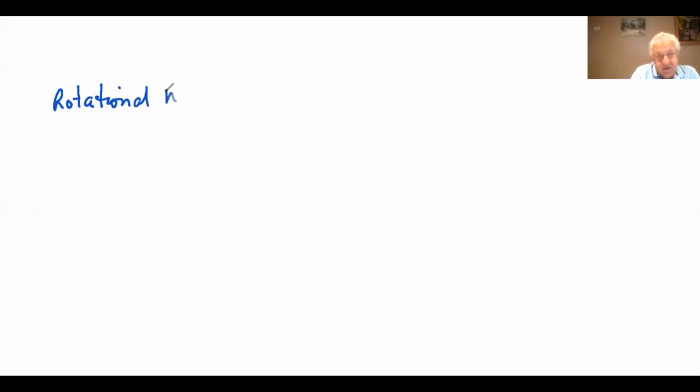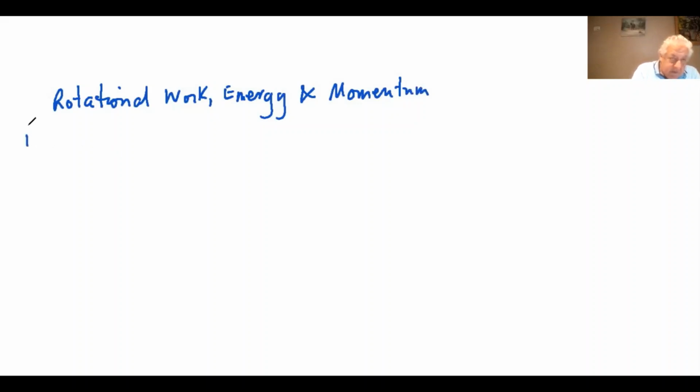Rotational work, energy, and momentum. But number one, let's do a formula for the work done in rotational motion.